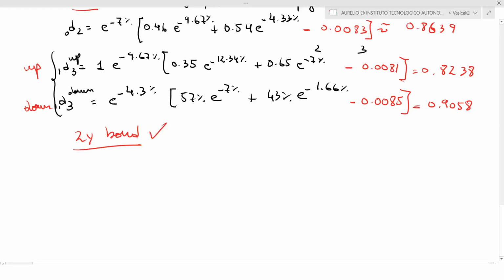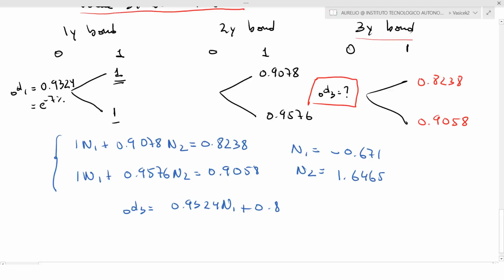So this is done. And now we need to get the prices for the 3-year bond. And remember, for 3 years and up, we need to use the replicating portfolio strategy, the synthetic replication. So I'm putting here the values that changed. All the 2-year bonds changed this price. So this 2-year bond changed its price, this one and this one. And now we have to determine 0D3. How do we do it?